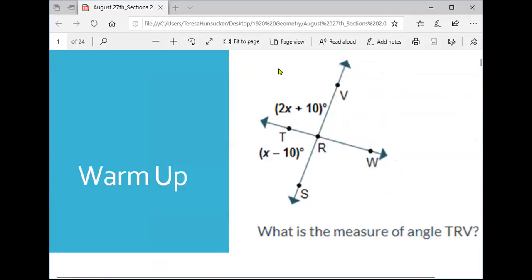Okay, let's start. Here's our warm-up for today. What is the measure of angle TRV? You're going to put your answers in the chat. I'm going to start the timer on my phone. We're late in getting started, so we're going to be very attentive. Get started right now.